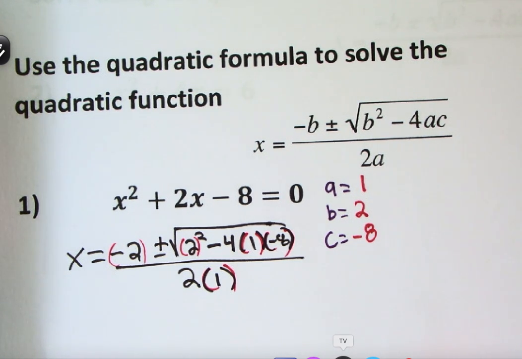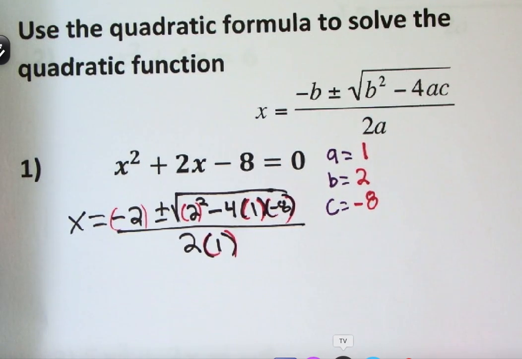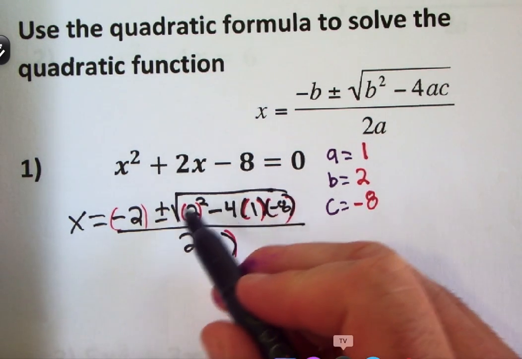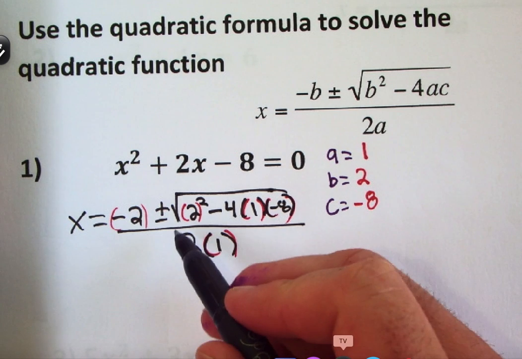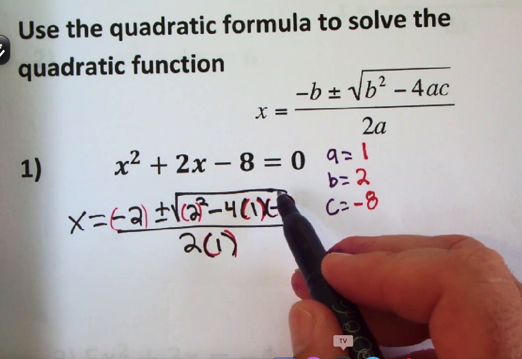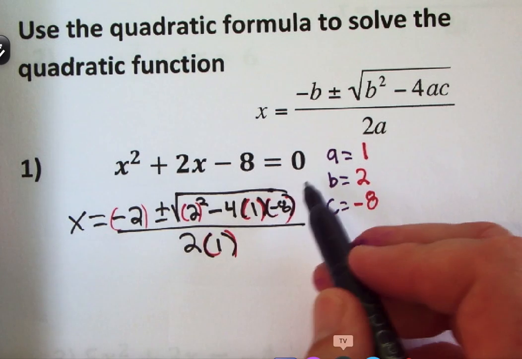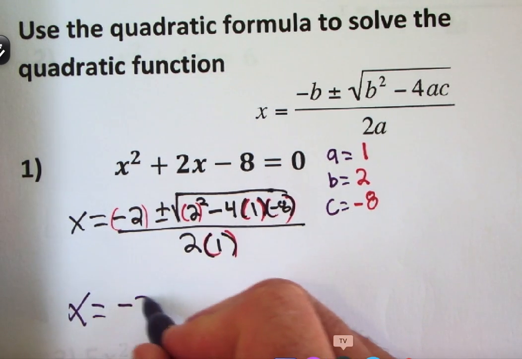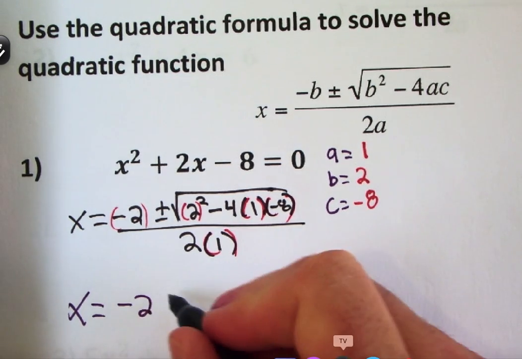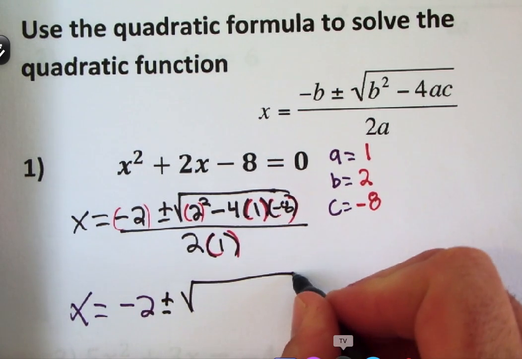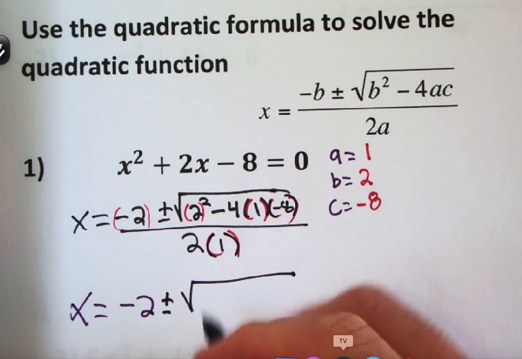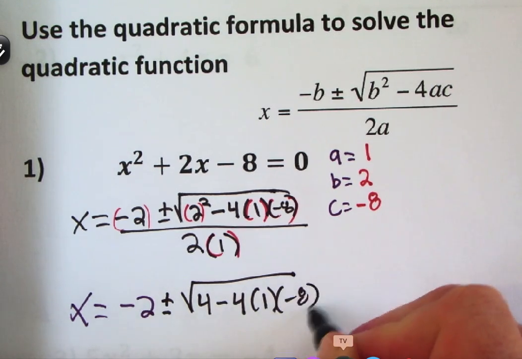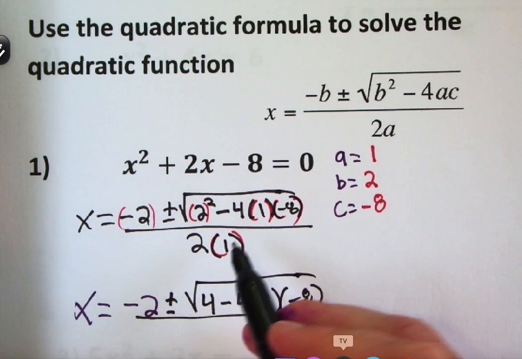There we go. Now we just need to simplify this expression over here, following order of operations. A lot of people say PEMDAS, which I don't say, because P says parentheses, but it really means grouping symbol, so it should be like GEMDAS. And the square root is a grouping symbol, so we are going to go in there and follow that first. So we have negative 2 plus or minus the square root. Order of operations: do exponents first, so 4 minus 4 times 1 times negative 8, all divided by 2 times 1, and we can do that right now.